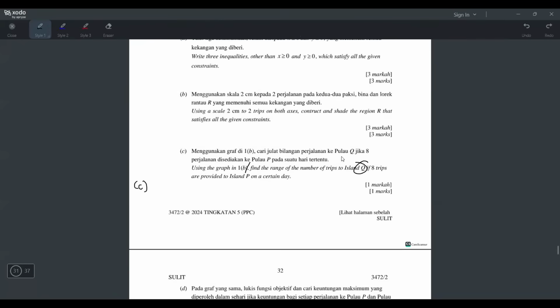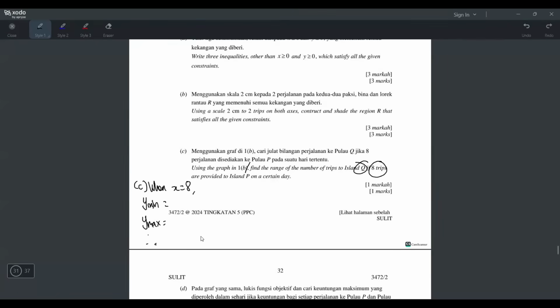So they are asking to find the range of Y if 8 trips are provided to island P. It means when X equals 8, because 8 is the trip to island P, right? So now how to find the range of Y? First you need to find Y minimum, and then you have to find Y maximum, right?